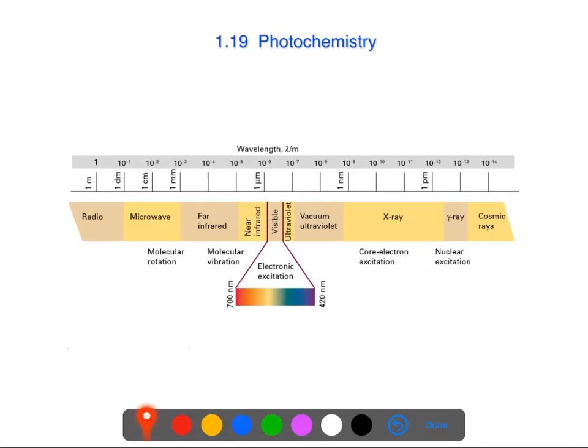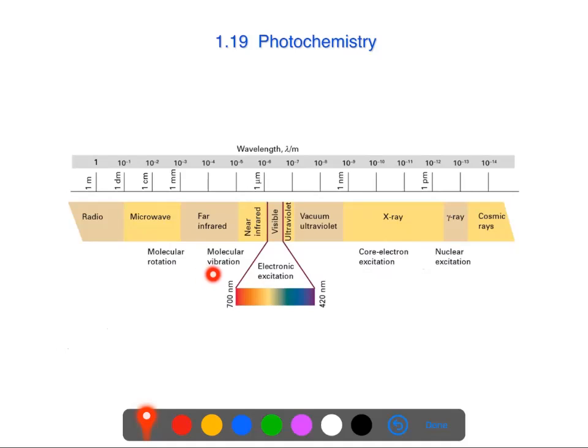So this figure represents the electromagnetic spectrum, where we have our radio frequency waves at one end of the spectrum and our gamma and cosmic rays at the other end of the spectrum. And again, our photochemical range of interest spans from the near infrared to the ultraviolet, including our visible. And this is where we predominantly see electronic excitations, our photochemical events.